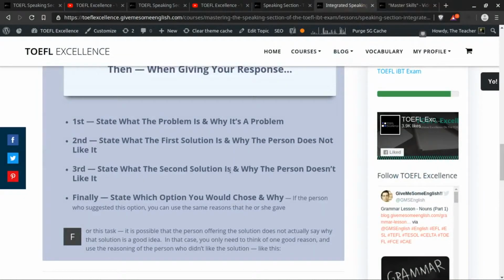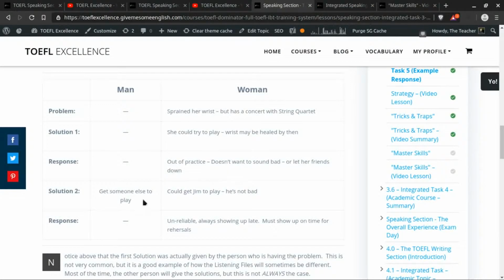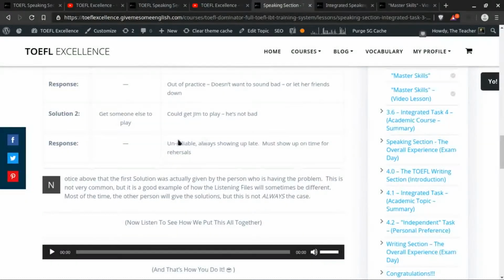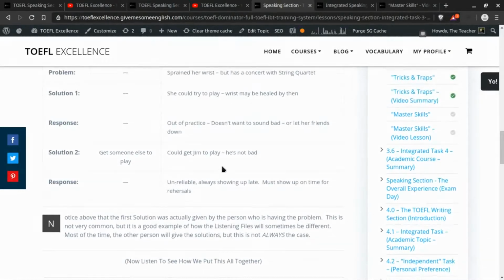Third, state what the second solution is and why the person doesn't like it. You follow the same routine for this one. And then the other person suggested that she get somebody else to play. She did say that there was someone named Jim that could play, and he's not that bad, but she also mentioned that he's unreliable and he's always showing up late. And for this situation, he would definitely have to show up on time for the rehearsals.